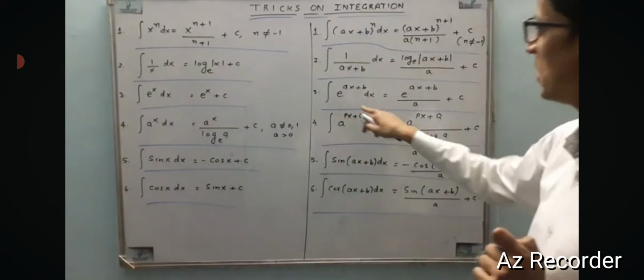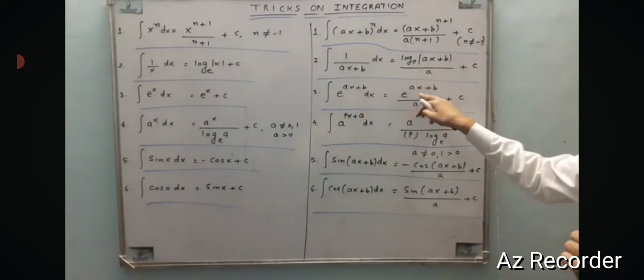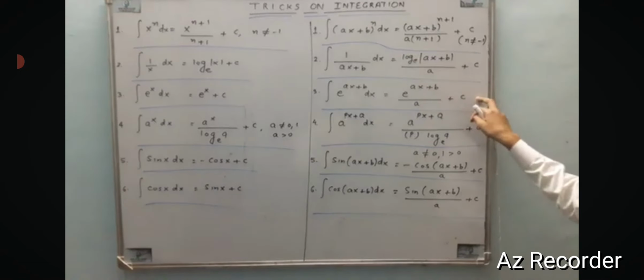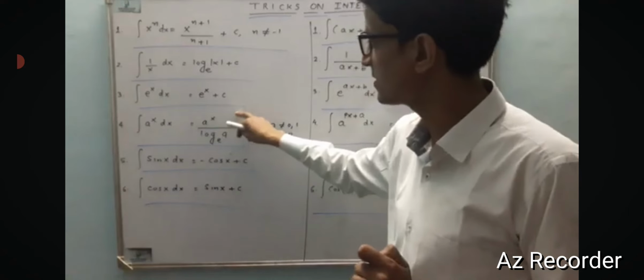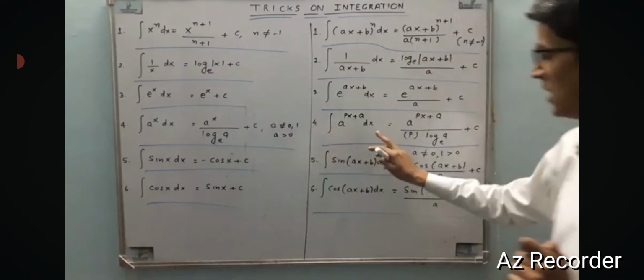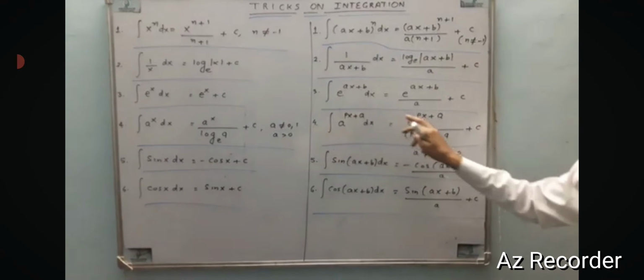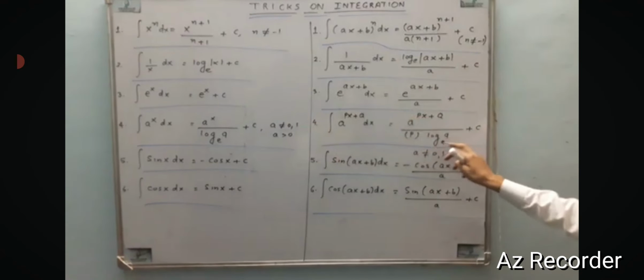So the integral of e raised to power ax plus b dx will be e raised to power ax plus b divided by a, plus c. Similarly, the integral of a raised to power x dx is a raised to power x upon log a, plus c. So a raised to power bx plus q will integrate to a raised to power bx plus q divided by b log a, plus c.